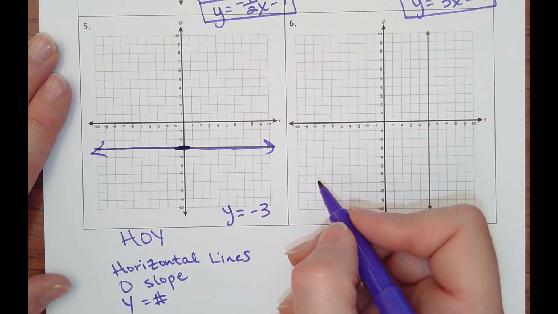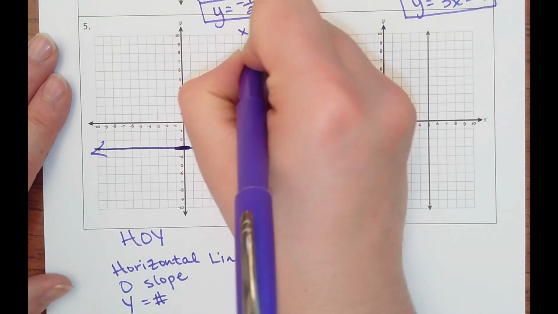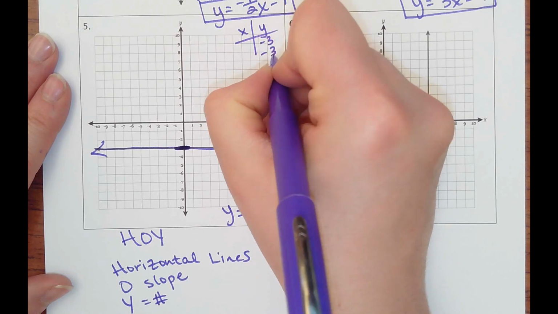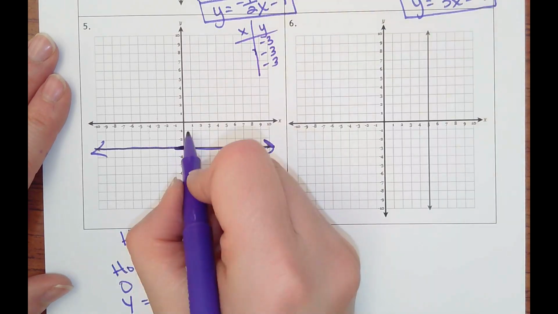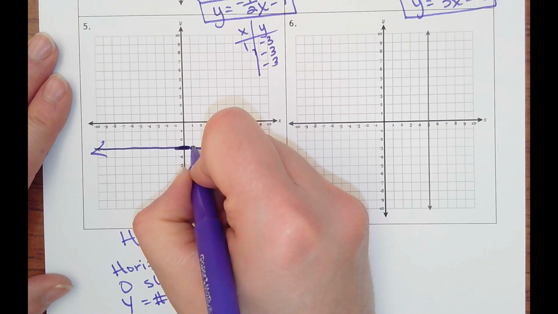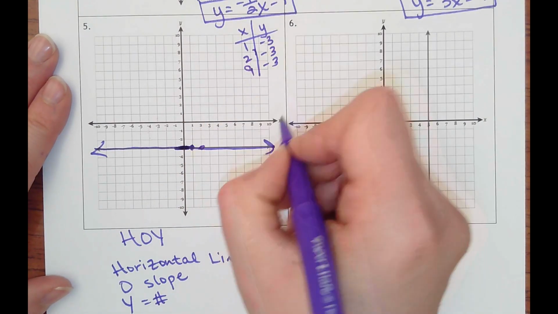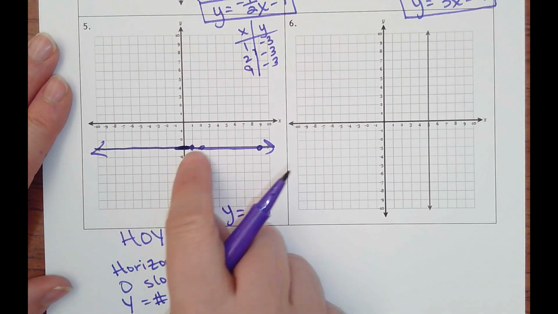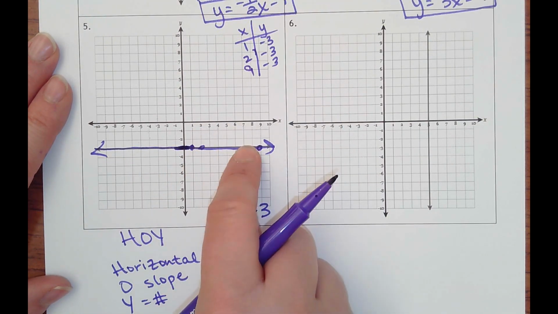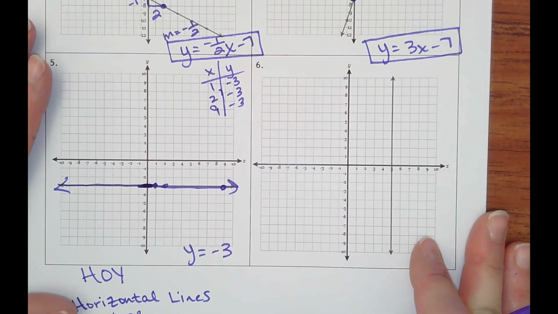And the reason is because if I have a table and I know the y is always -3, look, I have a point at 1, -3, 2, -3, 9, -3. What they have in common is they've all been moved down 3, and so it's changed the y value.